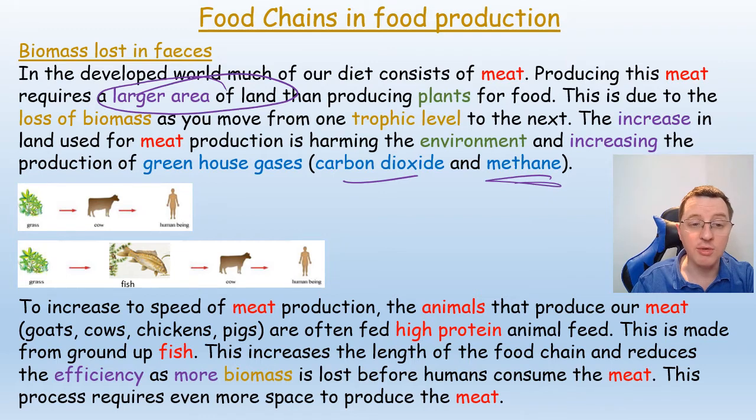But there's another issue. To increase the speed of meat production, the animals that produce our meat, the goats, the cows, the chickens and the pigs, are often fed high protein animal feed, and this is produced from ground up fish. This increases the length of the food chain and reduces the efficiency as more biomass is lost before the humans consume the meat, and therefore this process requires even more space on the planet to produce the meat.